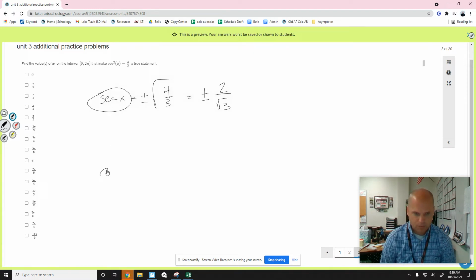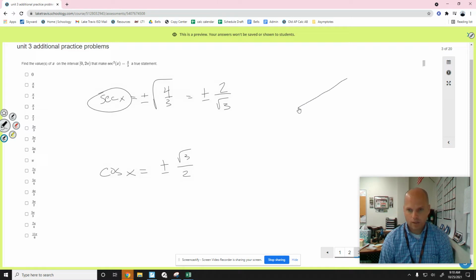Secant is the reciprocal of cosine. It's the flip of cosine. So if I flip secant to cosine, I flip this fraction. Okay, you don't flip the sign. It's just the fraction. Okay. So now the question is, when is cosine positive or negative root 3 over 2?